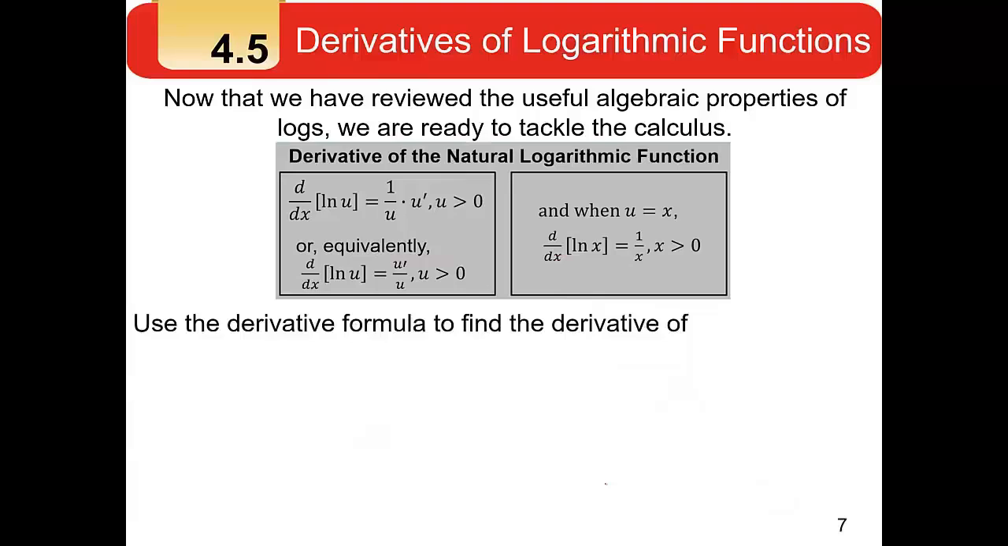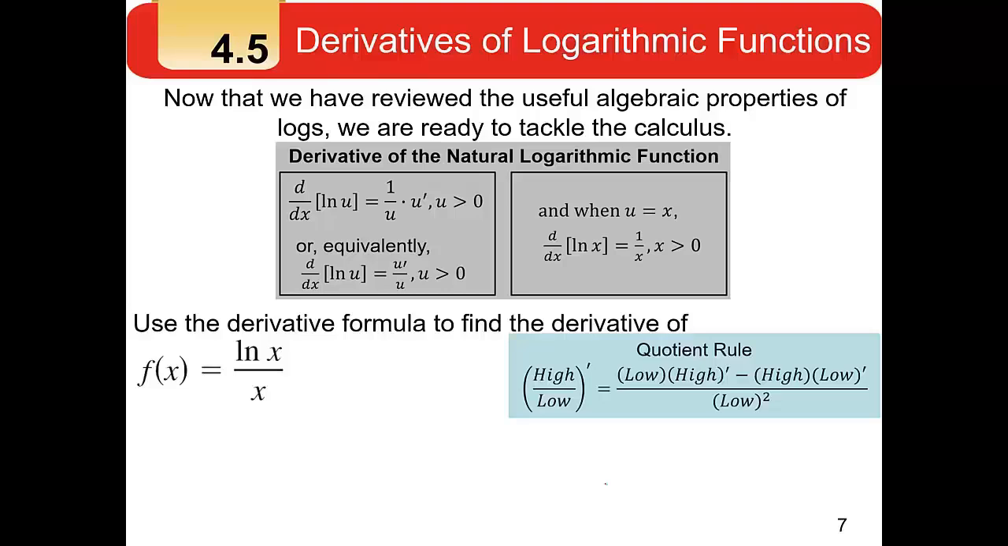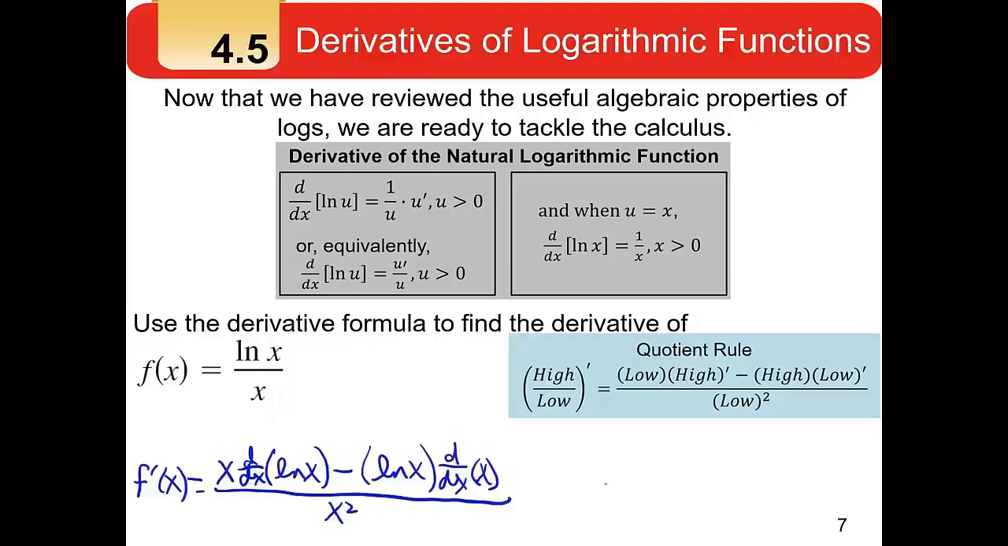How about this? Use the derivative formula to find the derivative of f of x equal natural log of x over x. Well, this is a fraction, so this will be a quotient rule. Low times the derivative of high minus high times the derivative of low over low squared. So that's low, which is x, times the derivative of high, which is natural log of x, minus high, which is natural log of x, times the derivative of low, which is x, and then over low squared, which would be x squared. And of course, the derivative of natural log of x is 1 over x.